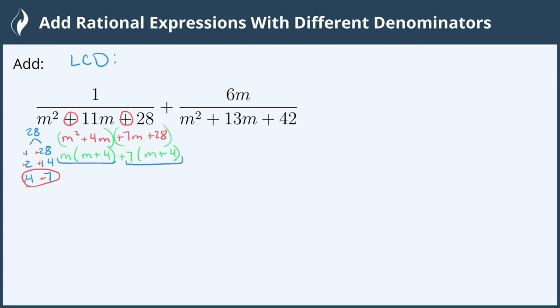Now that we've factored out the greatest common factor with the first two, we have two terms, and we are now looking for the greatest common factor of these two terms. The greatest common factor here is a binomial of m plus 4, so we'll factor out m plus 4, which leaves us m plus 7. We've now completely factored the first denominator, and we can go to the second one.